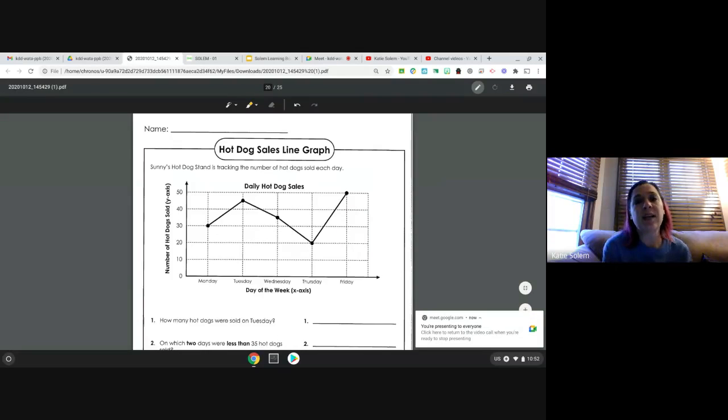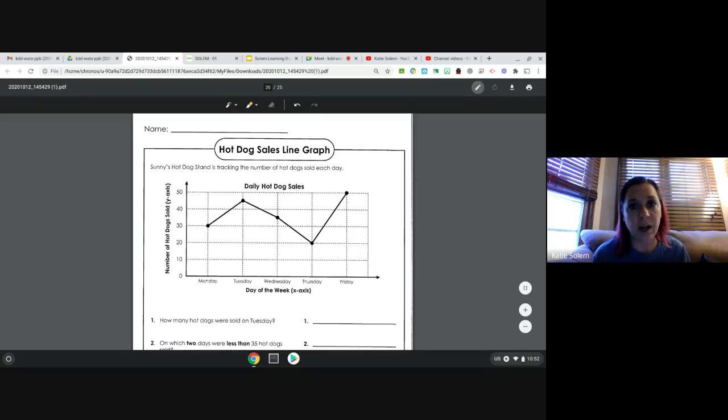Hi, fourth graders. Today we are going to be talking about two different types of graphs, line graphs and line plots. We are going to look at a couple examples and you are going to be doing most of the work on your own today.